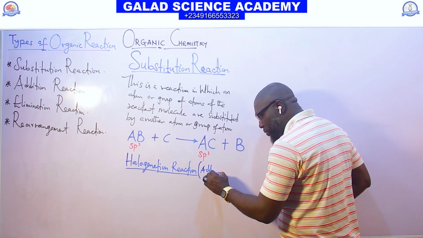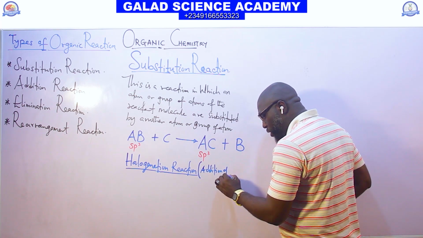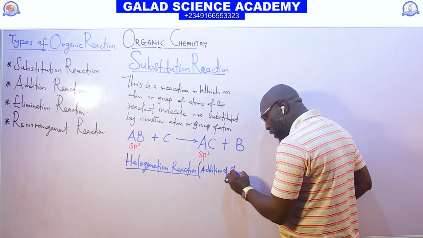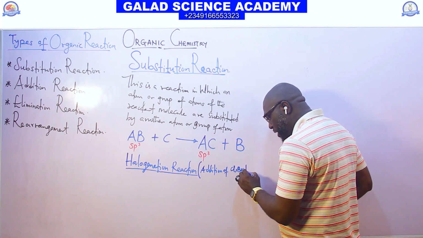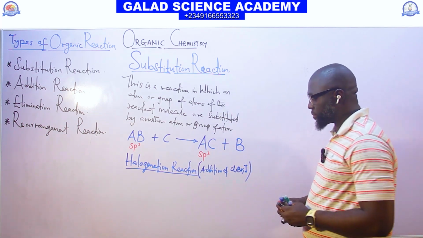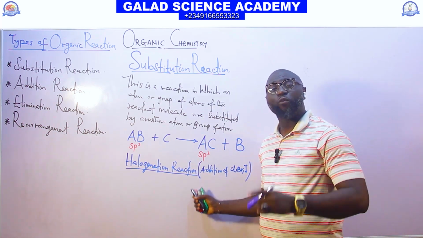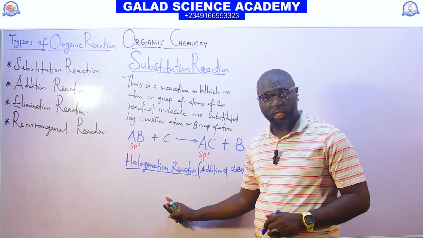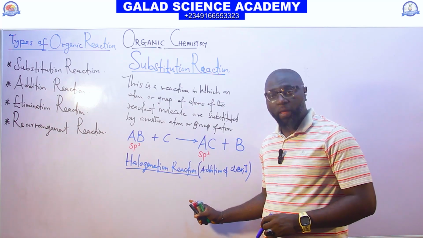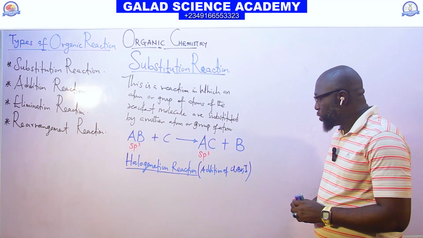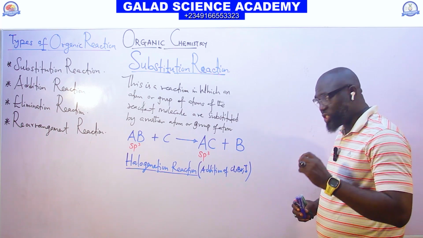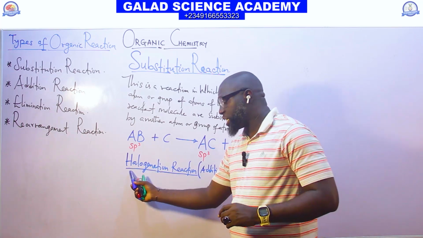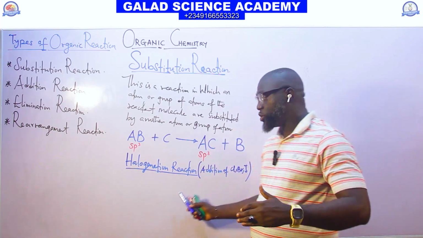That is, halogenation reaction means addition of halogen. What are the halogens? We have chlorine, bromine, and iodine. So addition of halogen into any organic compound, we call it halogenation reaction. Halogenation reaction is the addition of the halogen family into a compound.